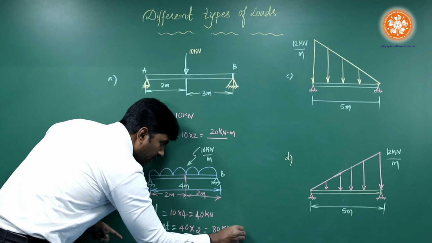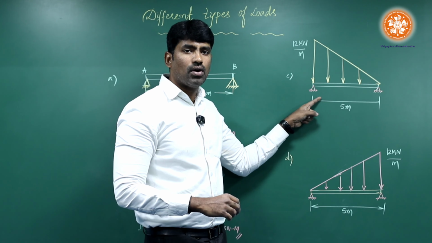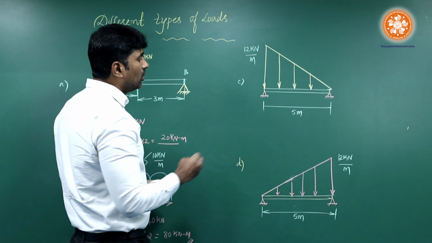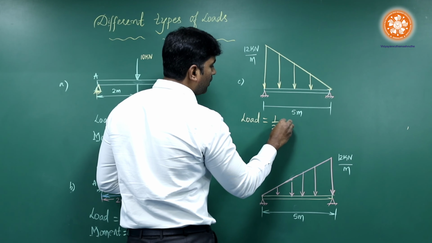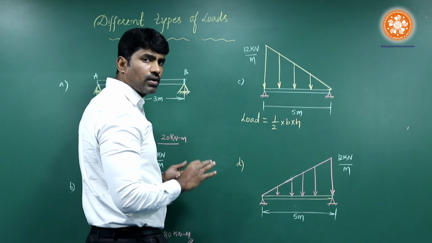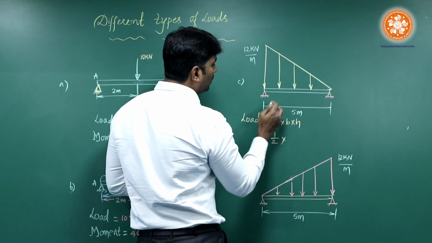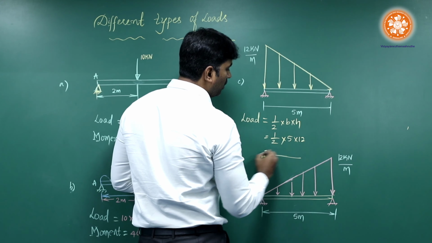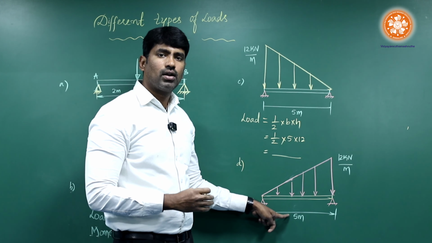Next, proceeding further, in case of a triangular load or a UVL load, we have two possibilities. Here the load factor remains same for both cases. Load is equal to half into base into height. This is a simple formula for a triangular load. Now, half into 5 and 12. If you multiply, you will get the load. Even this is same for this triangular load also.